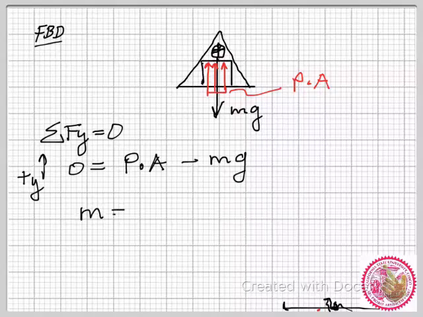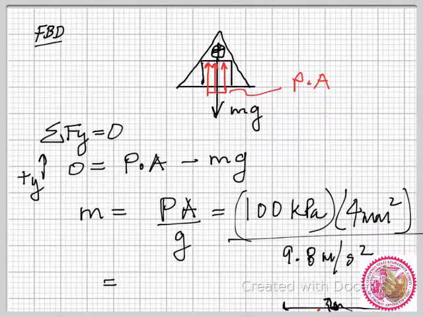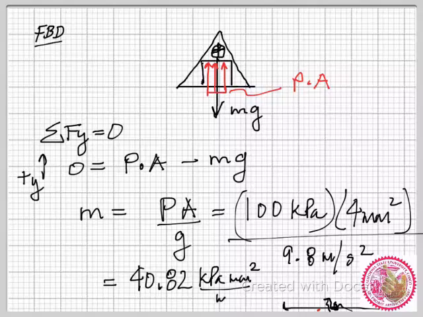Now I've got an equation with m in it, the mass of the petcock, and now I can solve for PA over g. The internal pressure is going to be 100 kPa times 4 millimeters squared divided by 9.8 meters per second squared, which equals 40.82, and that looks like kPa millimeters squared over meters second squared. So I've got to figure out what all my units are.